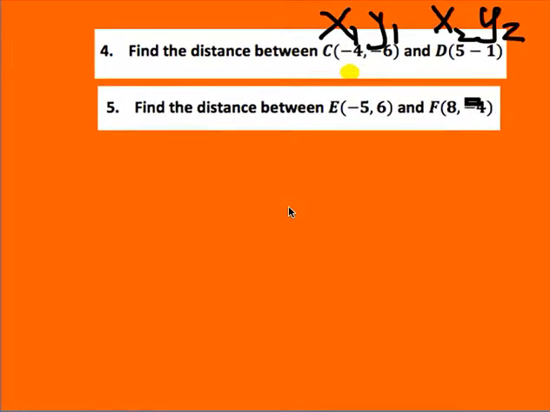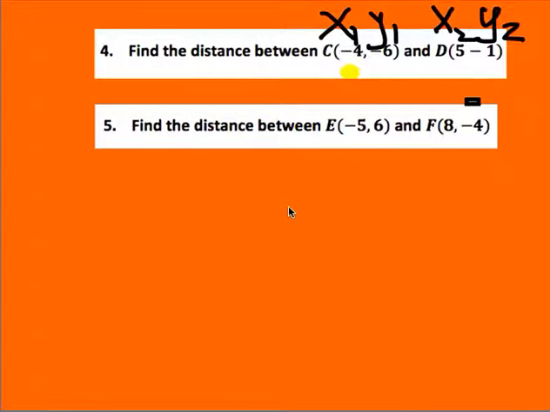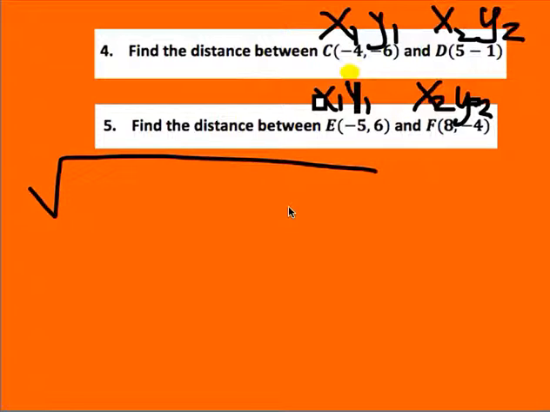So let's go ahead and take a look at number 5. We need to assign x1, y1, and it actually doesn't matter, as long as you keep the x1 in the same parenthesis as the y1. So let's go ahead and calculate that.